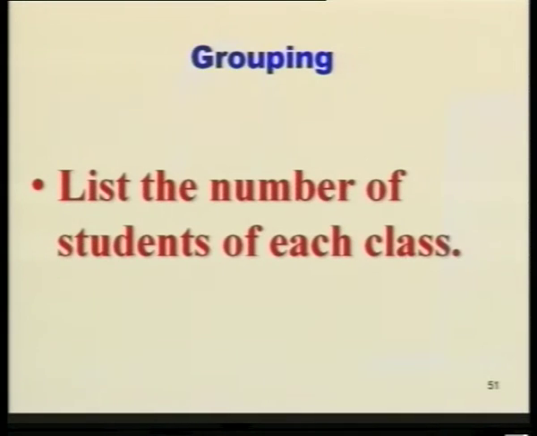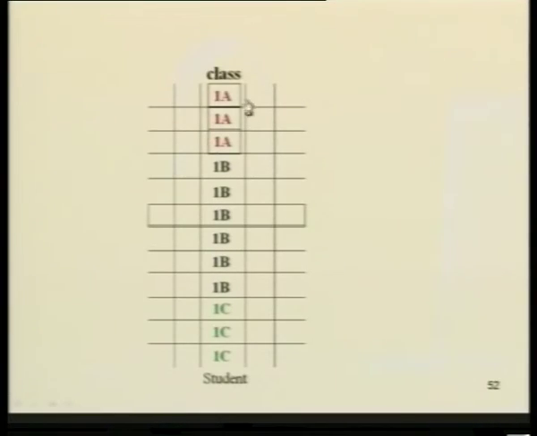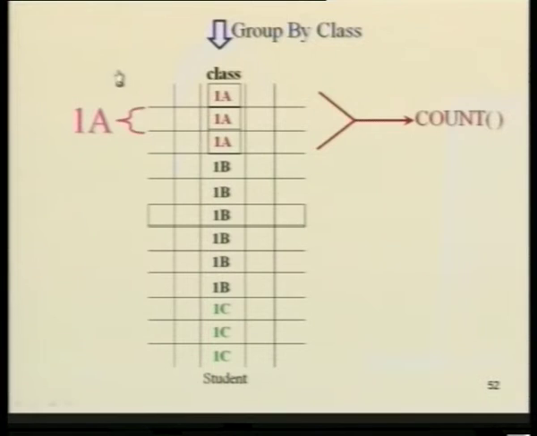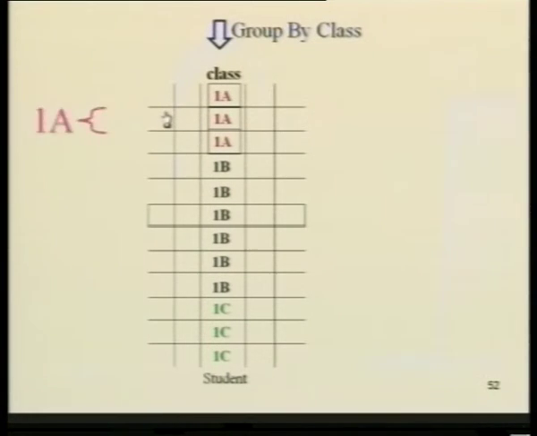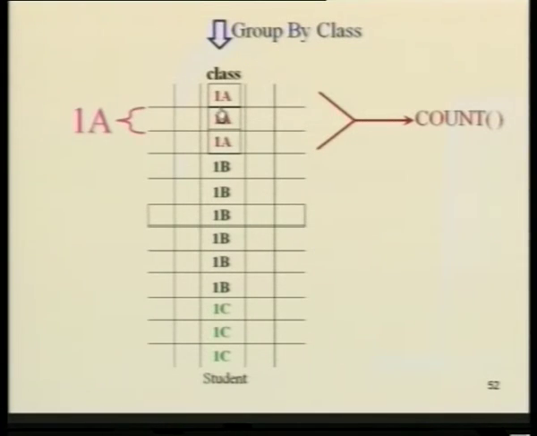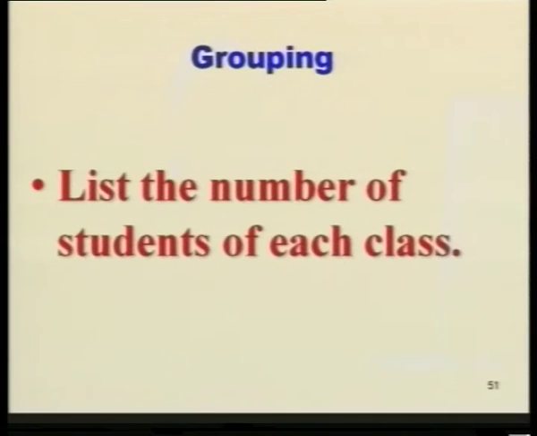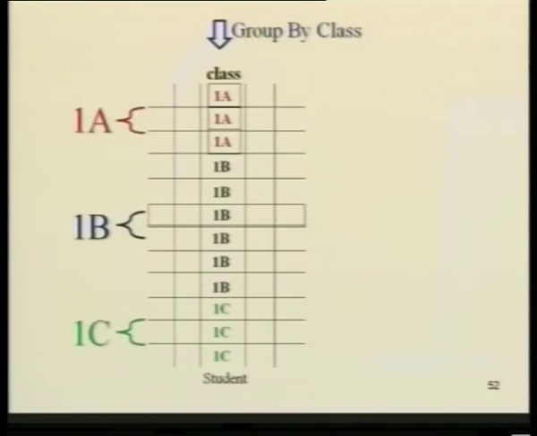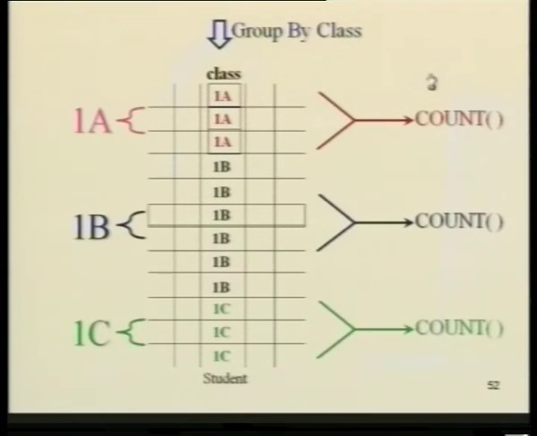So, let us look at this grouping example. List the number of students of each class. This is a typical example that you would want. Let us assume classes 1A, 1B, 1C. So, we want to group by class. We want the answer for 1A, 1B, 1C. So, you group this, and then you want to count this. The question is, list the number of students of each class. So, actually I want the answer to be 3, 1, 2, 3, 6 and 3. That is what I want after this count operation.